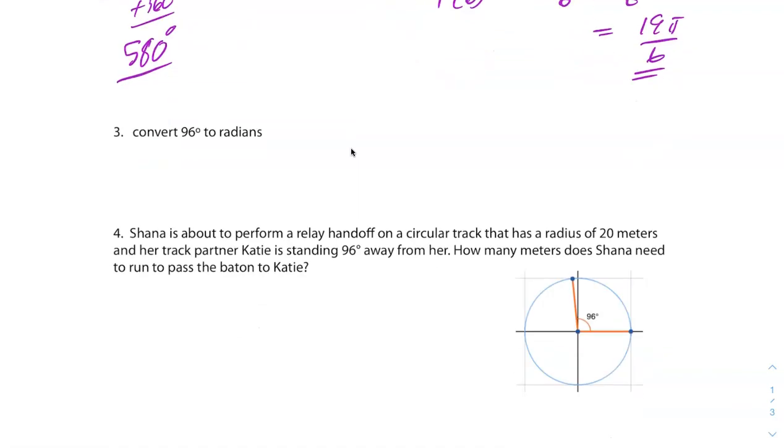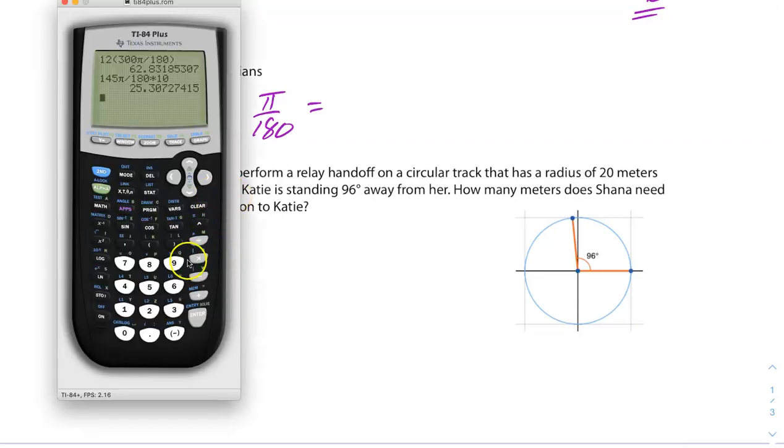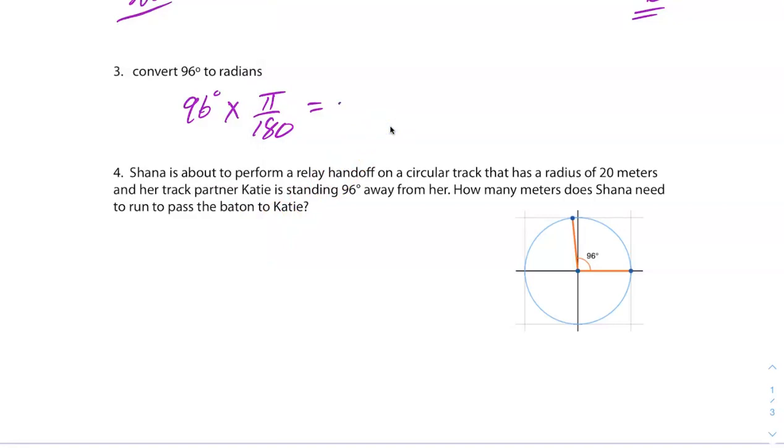There we go. Convert 96 degrees to radians. So 96 degrees, I'm going to times it by pi over 180 because I want to convert to radians, so I want the pi. Probably just use a calculator because that's going to be a decimal. 96 times pi. I'm feeling we have to use the answer for the next question. And I get 1.68 roughly, approximately.